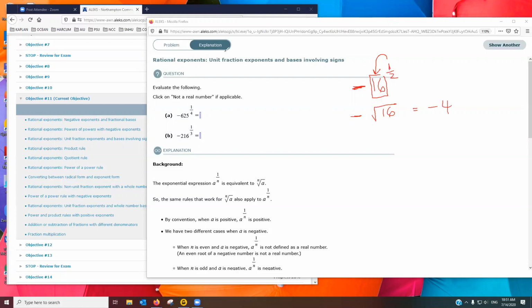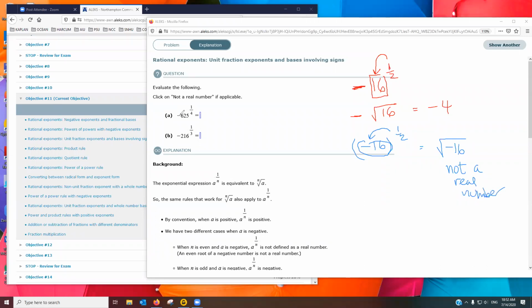That's different than if the problem was parenthesis -16 to the 1/2. Now this exponent 1/2 applies to the entire base -16. So this would be the square root of -16. But remember, I can't take the square root of a negative number, so this would be not a real number.